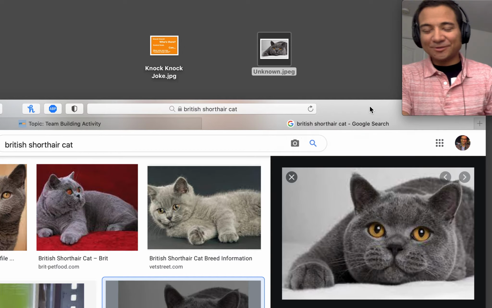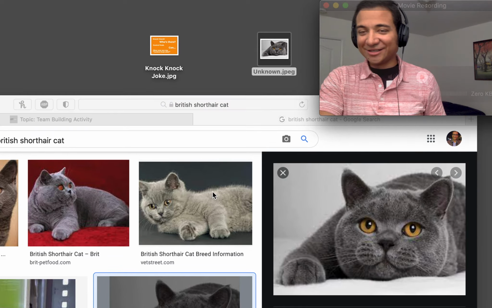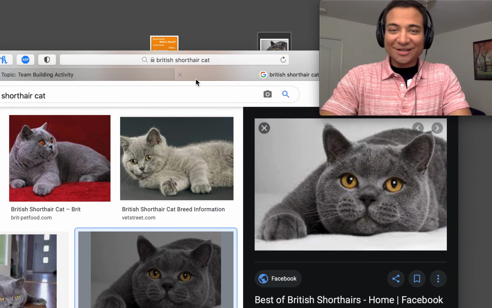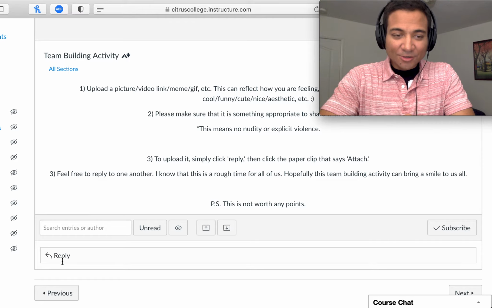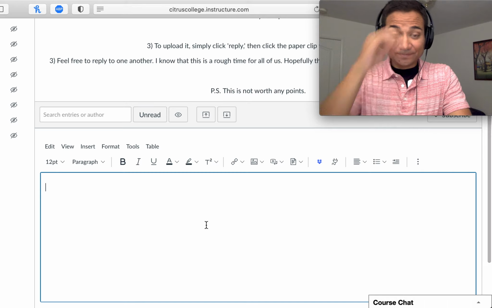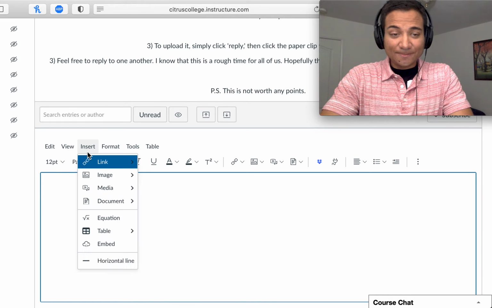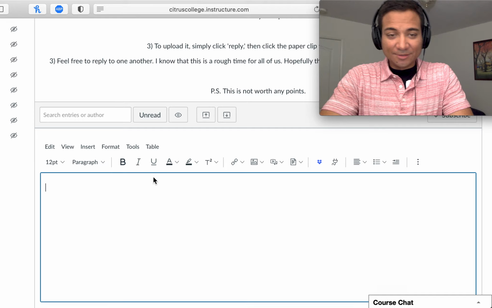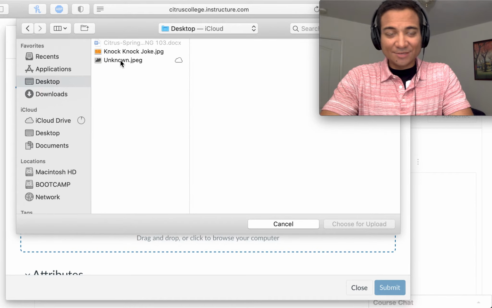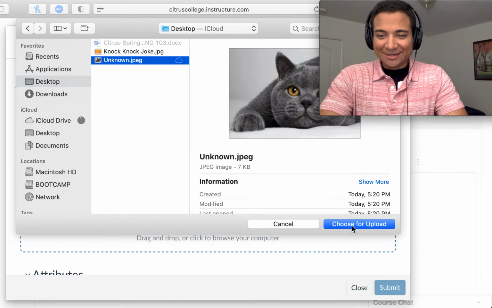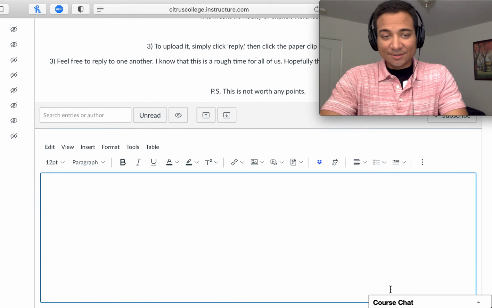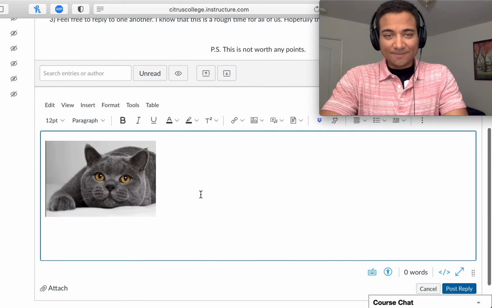Okay, so here's what you do. Watch closely how to actually share something to our team building activity section here. You go to reply. Let's say you want to upload a picture, then you just go to insert, image, upload, and I have it on the desktop. Obviously you've got to know where the picture is, right? Here's your cat. Let's go ahead and submit. And so we have our cat.